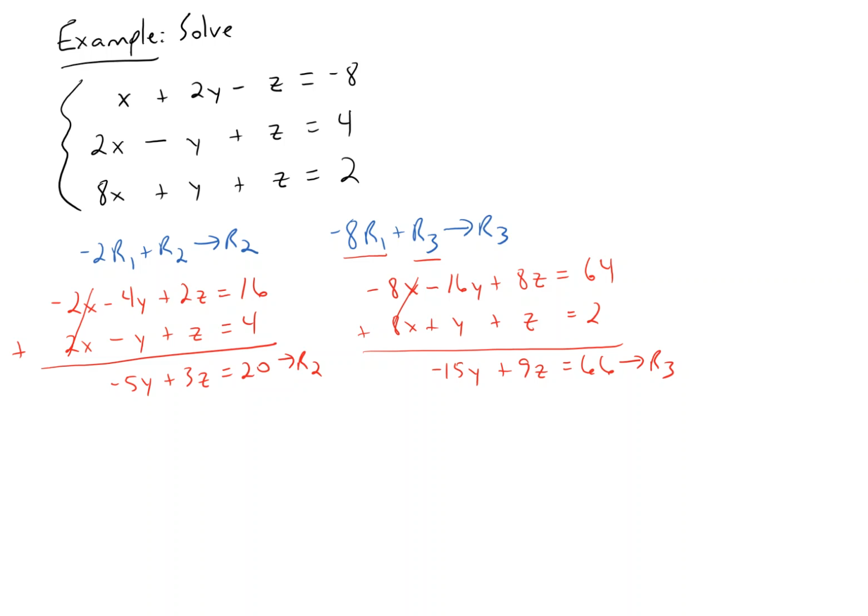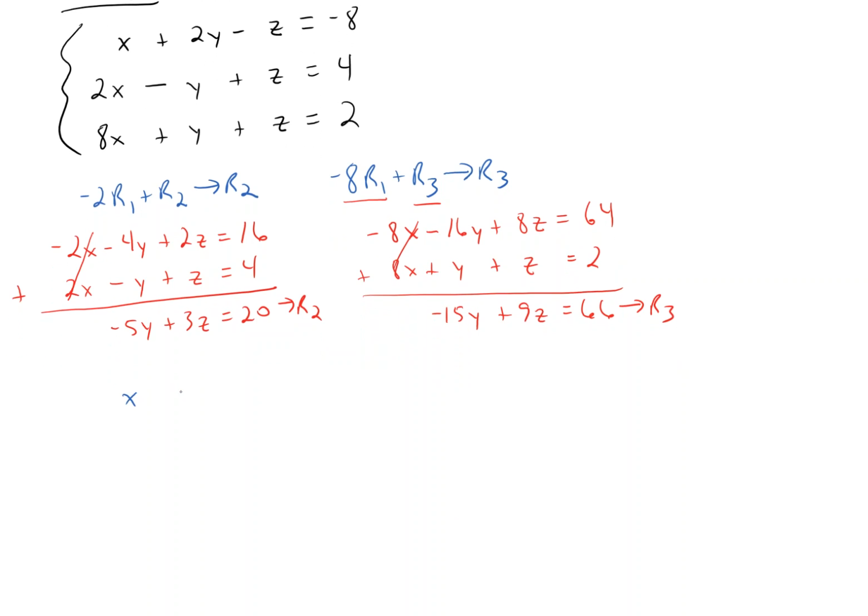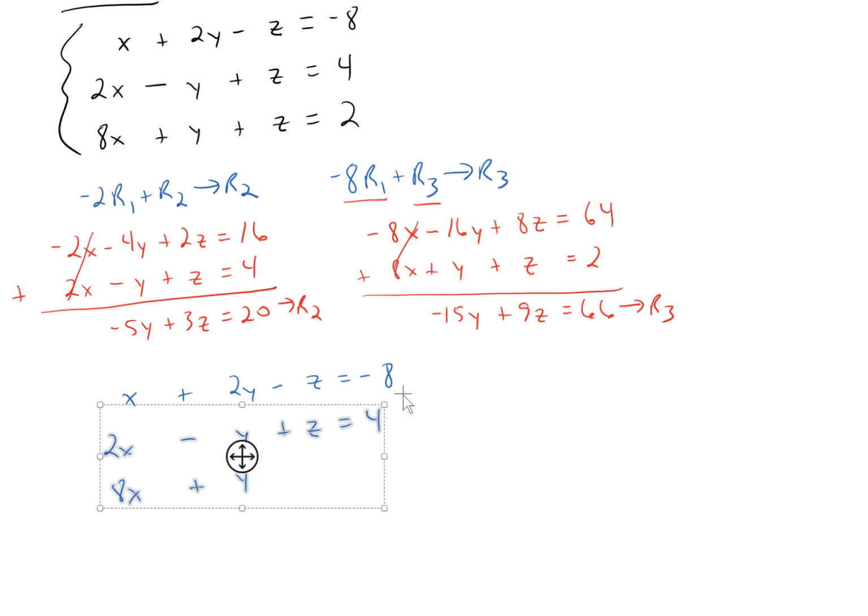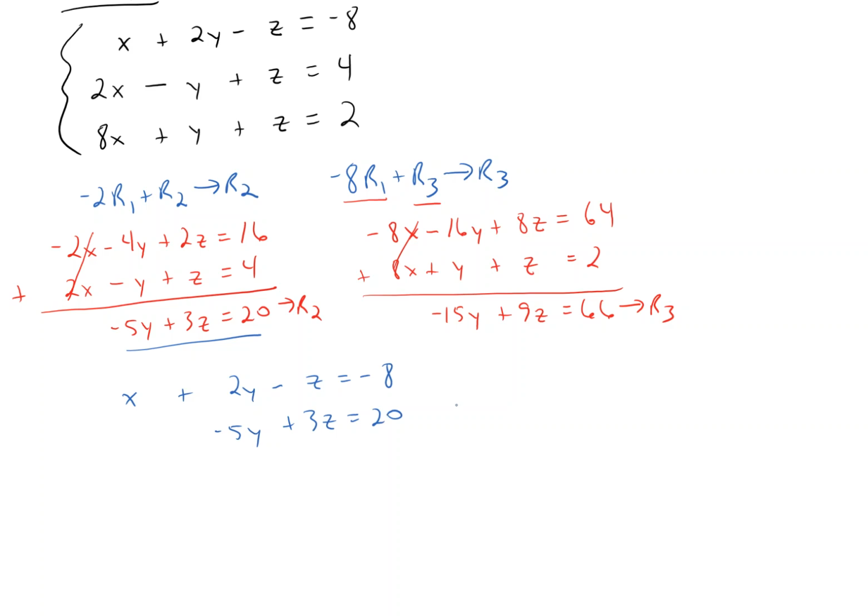So let's write our new system. Row 1 doesn't change. x plus 2y minus z equals negative 8. 2x minus y plus z equals 4. And 8x plus, sorry, I forgot to write my new row 2 and new row 3. New row 2 is here, so negative 5y plus 3z equals 20. And my new row 3, negative 15y plus 9z equals 66.